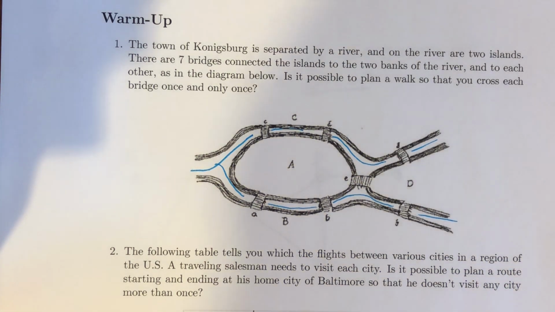So the question is, is it possible to take a walk in this town so that you cross every bridge once and only once? That's what motivated graph theory in the first place. It doesn't say where we're starting, and it doesn't even necessarily say that we have to end in the same place that we started from. So I guess we can just start guessing and checking.